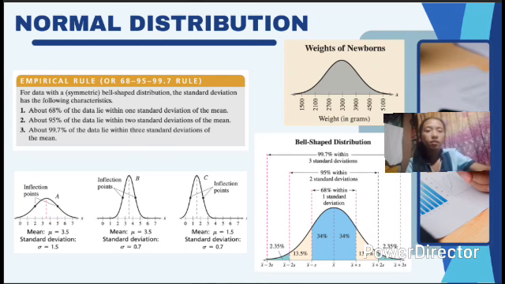Next, let's talk about the normal distribution. So a normal distribution is for data with a symmetric or bell-shaped distribution. The standard deviation has the following characteristics. First, about 68% of the data lies within one standard deviation of the mean. Second, about 95% of the data lies within two standard deviations of the mean. Then the last one is 99.7% of the data lies within three standard deviations of the mean.